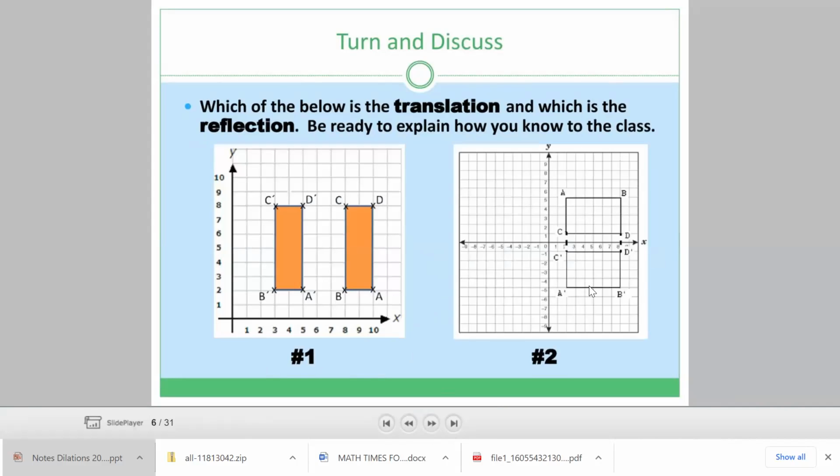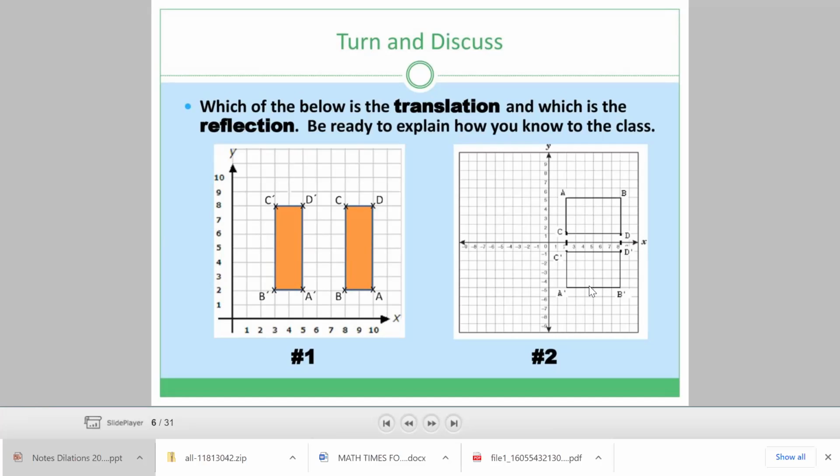Look at it carefully before you answer. And then unmute your mics and let me know which one you think is a translation and which one do you think is a reflection. Number one is the translation, number two is the reflection. Okay, thanks for your contribution. Anybody else? I'll give the answer at the end and I'll explain.